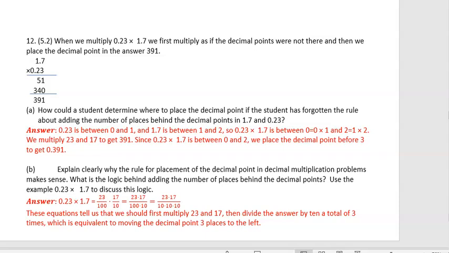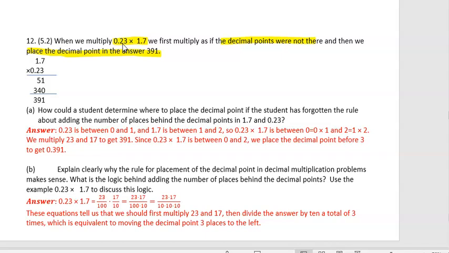Section 5.2 is talking about how to multiply decimals, the standard procedure, and other methods. So here we're looking at 0.23 times 1.7. We first multiply as if decimal points were not there. So we ignore the decimal points, and then we're going to place the decimal point in the answer.